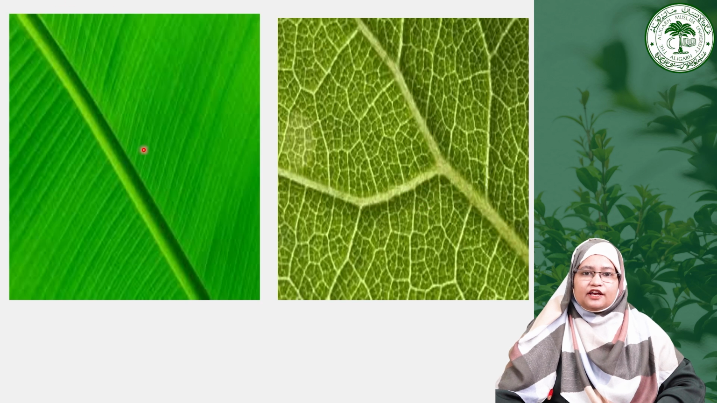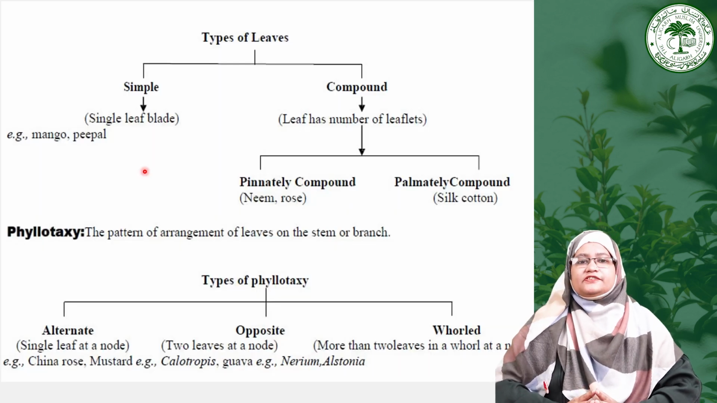This is the diagram showing the parallel venation, and this one is showing the reticulate venation, which is present in the dicot, and this one is present in the monocot leaf. Now, moving towards the types of leaf.